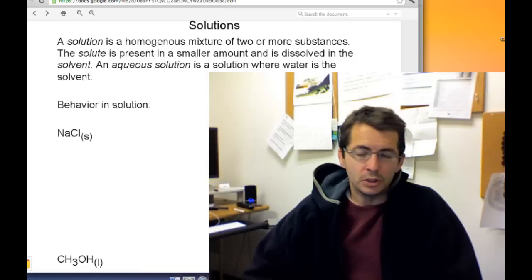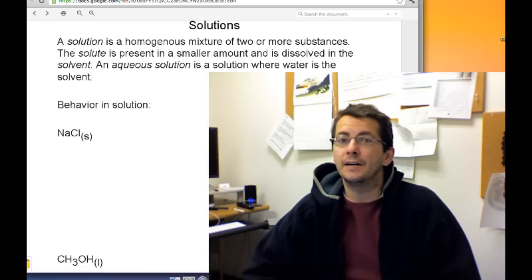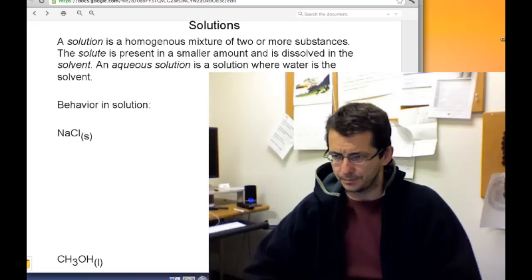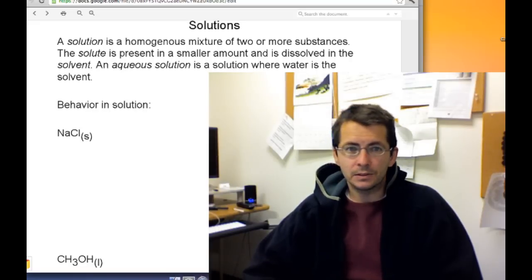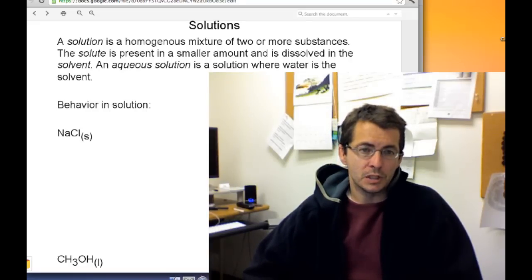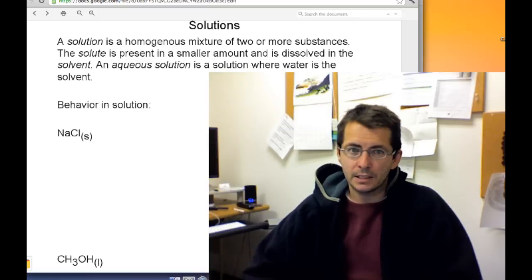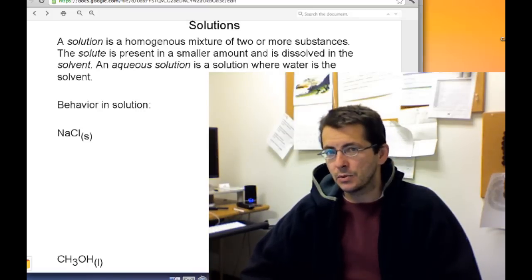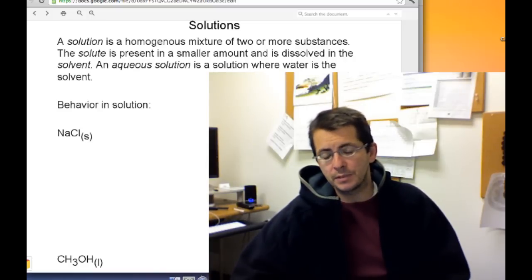Air is a solution of oxygen and nitrogen. Metals can form solutions with other metals. Brass is a good example of this. So it's a homogeneous mixture of two or more substances.